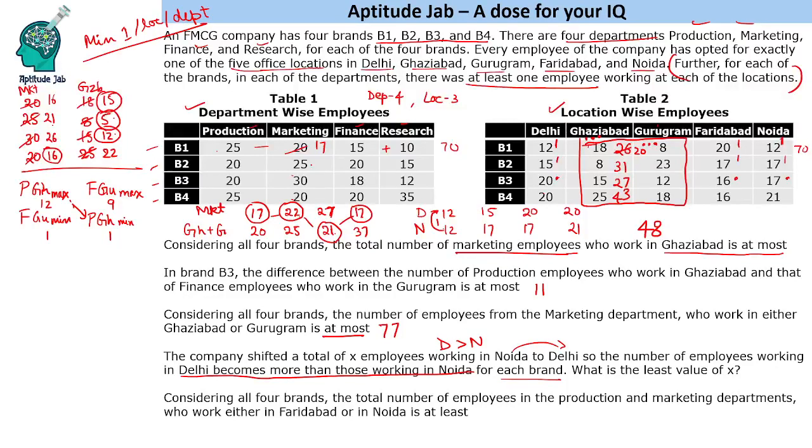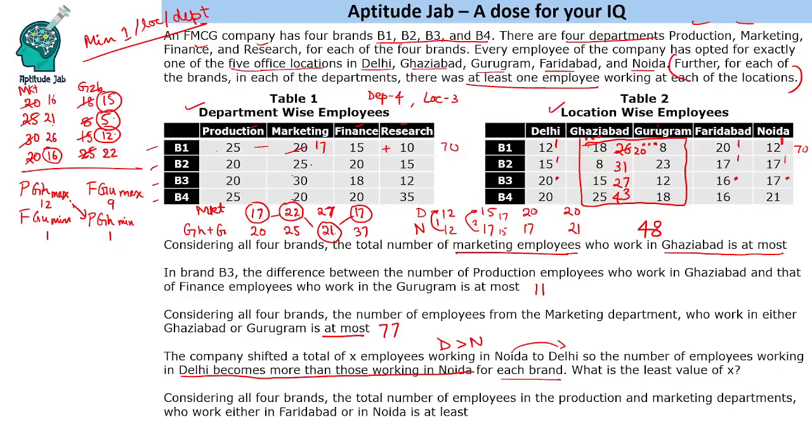So if we shift one employee from Noida to Delhi, Delhi will be more. So one employee here. Now in this, if we shift one employee, both will be equal, 16, 16 ho jayega. So we need to shift two employees. So when we shift two employees, this becomes 17, this becomes 15. So minimum 2 are required.